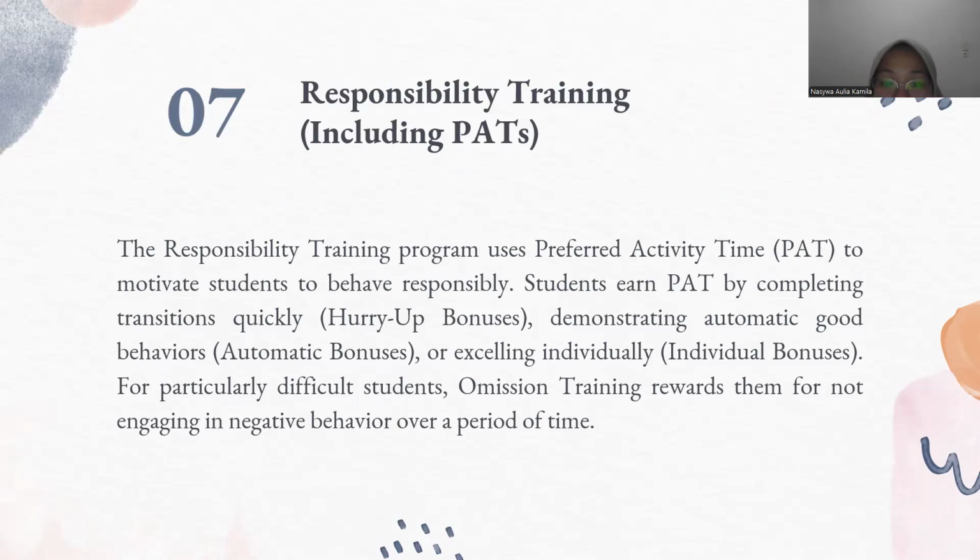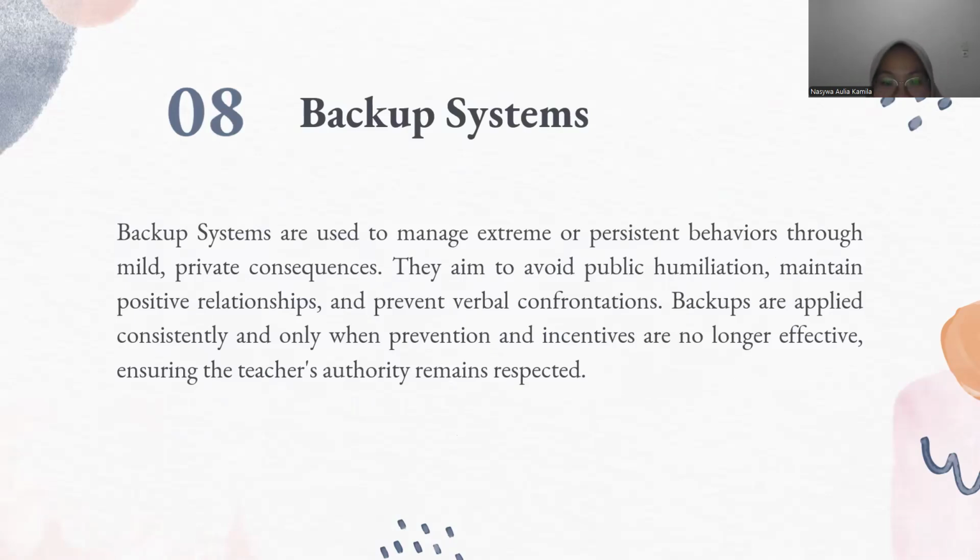So, if all else fails, then teachers must use backup systems. Backup systems are consequences for extreme or repeated bad behavior. They must be private, mild, and respectful, never public shaming. For example, a quiet talk after class or a private note. Backup systems should only be used after prevention and responsibility strategies have failed, but by applying them consistently and fairly, the teacher maintains authority without damaging relationships with students.